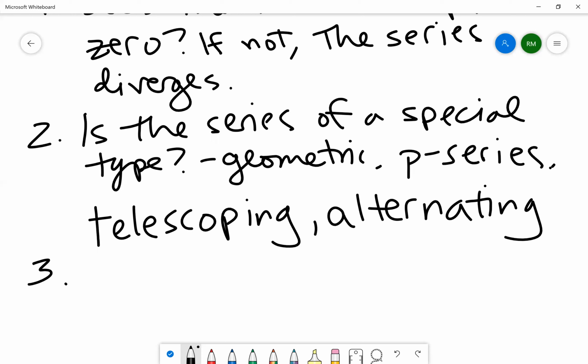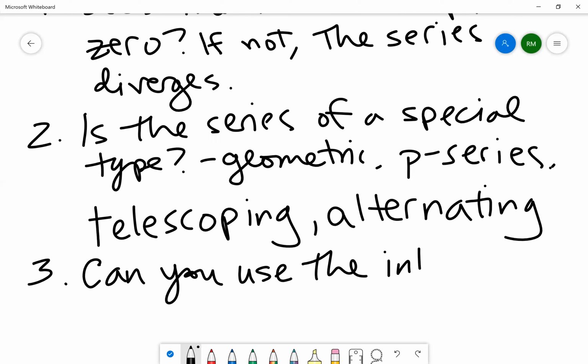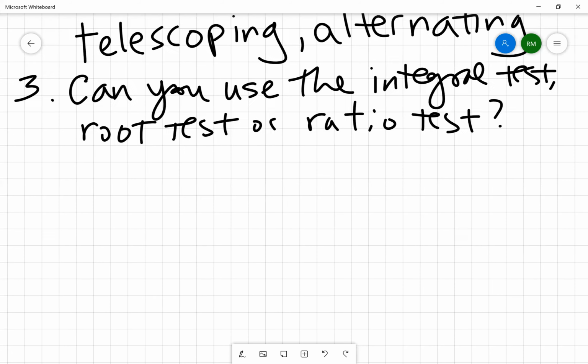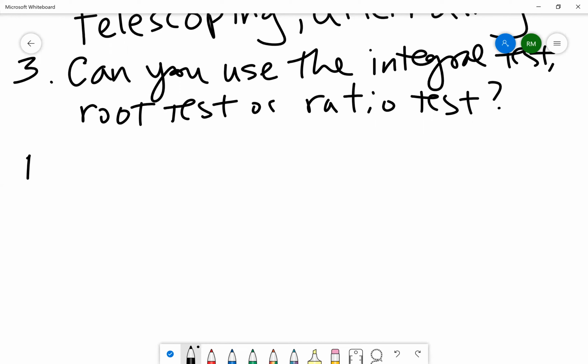All right, if none of those tests work, you want to ask whether you can use the integral test, the root test, or the ratio test. And last but not least, if those fail, you're going to need to ask whether you can use one of the comparison tests.